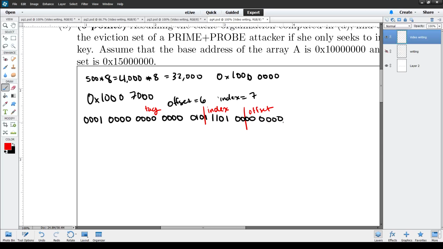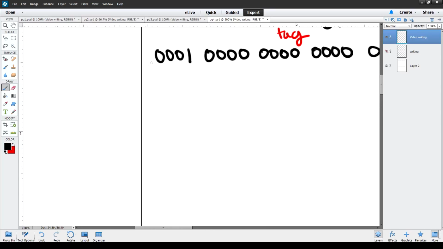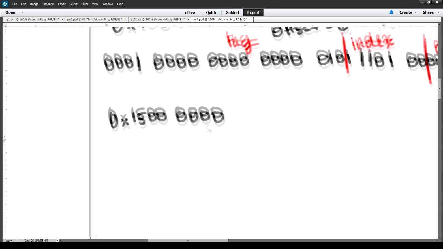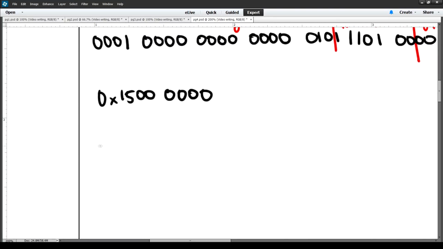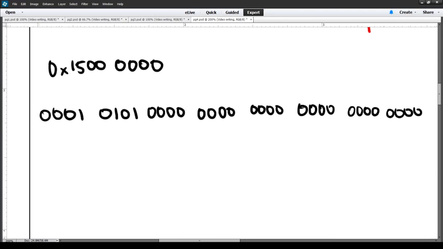First, I'll get the base address of the eviction set in binary. We know that the eviction set has a base address of 0x15000000. In binary, this is 0001 0101 00. I'm going to split this number again into tag, index, and offset bits. We already know what index bits we want, and we'll only end up changing the tag and offset bits.